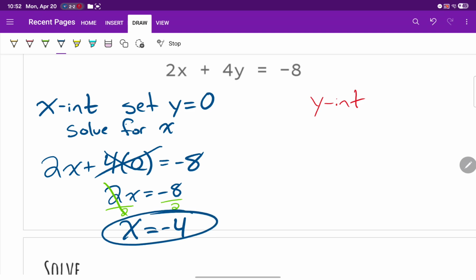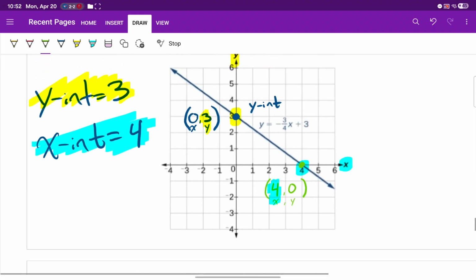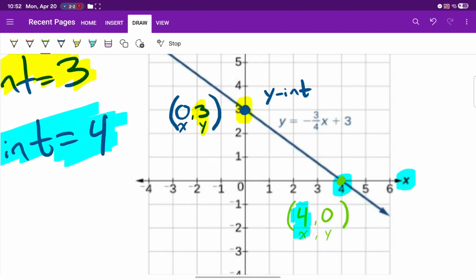What I'm going to do is sketch this in here. An x-intercept at -4 is over here somewhere. We'll call that -4. Okay? If I want to find my y-intercept, what do you notice about the x-coordinate here? It's 0. For every single y-intercept, your x-coordinate is always going to be 0.